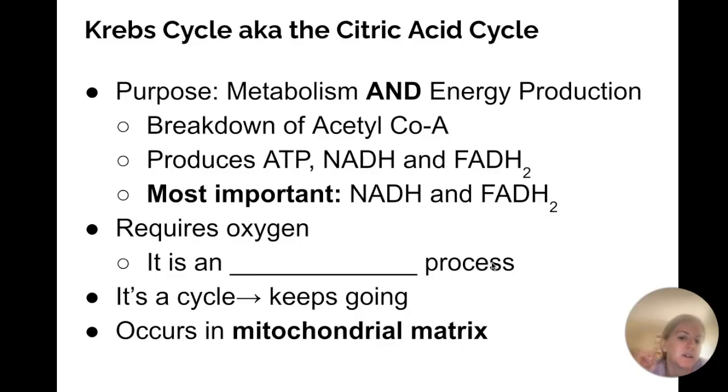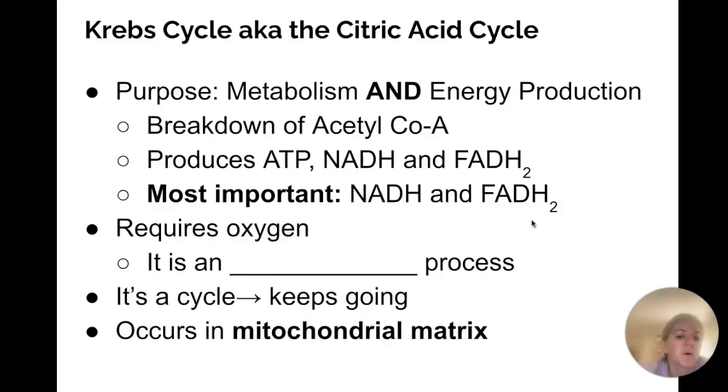We're breaking down acetyl-CoA. And then the energy that gets produced is ATP, NADH, and a new character, FADH2. Okay? FADH2 is very similar to NADH, and we'll talk about them both in just a second. But for the Krebs cycle, the most important things that are produced are NADH and FADH2. And again, we'll talk about them in just a second.